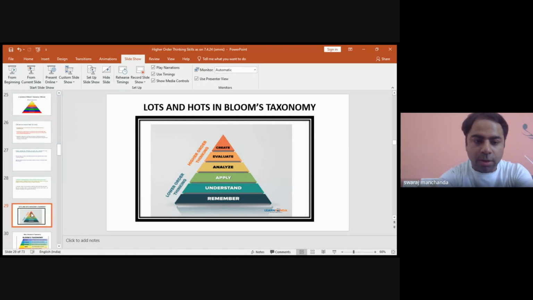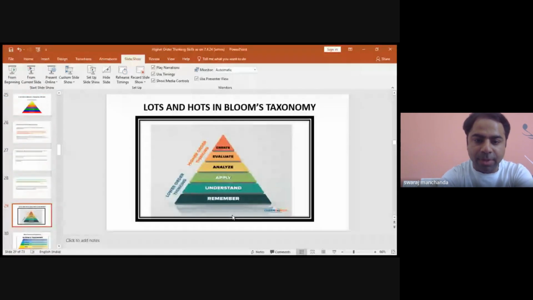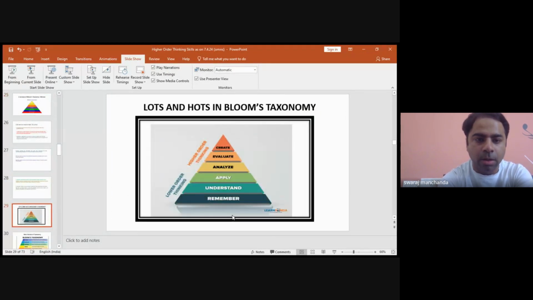First of all, nouns became verbs. Knowledge became the verb remember. Comprehension became the verb understand. Application became the verb apply. Now, what is the meaning of changing noun to the verb? Earlier, the taxonomy was focusing on children's mental make-up. That, okay, we just have to make them learn what is being taught in the class. We won't change our pedagogy. Whatever we have to teach, we will teach that. They will have to adjust according to the curriculum.